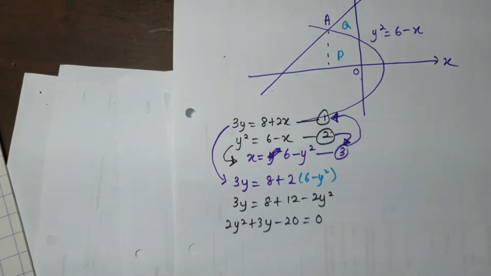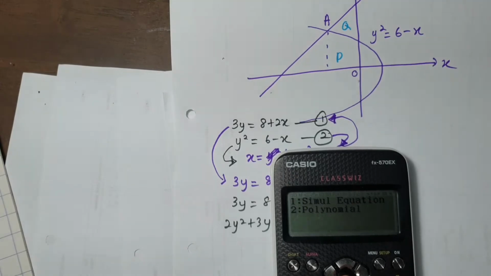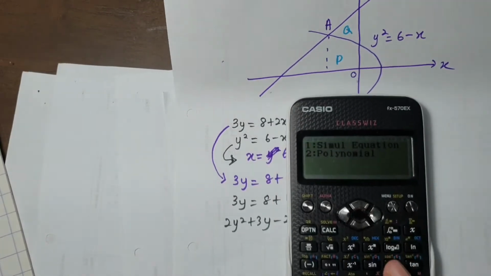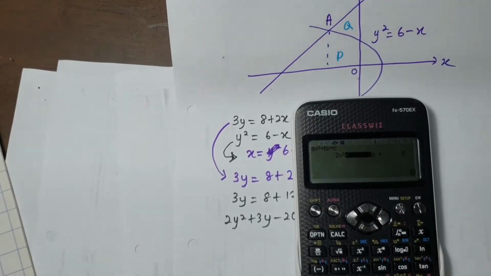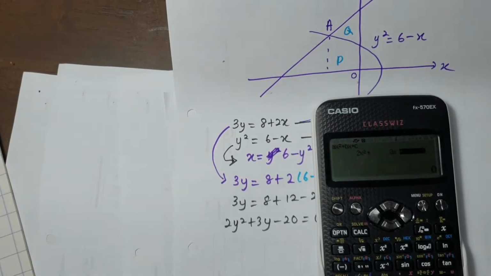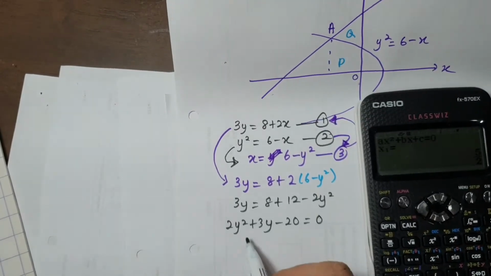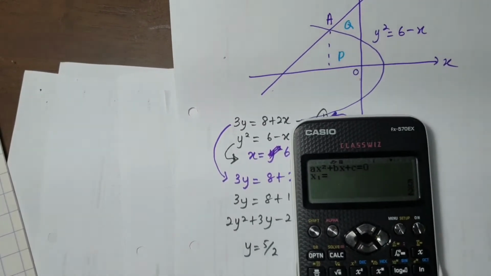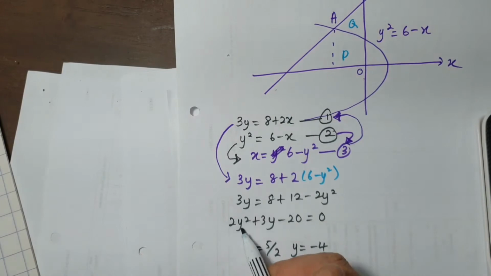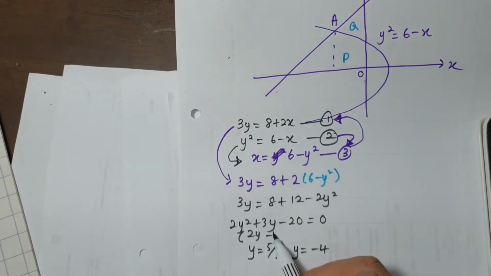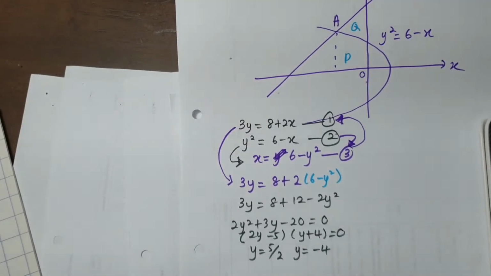Now you can use your calculator for the equation. So here you have polynomial. Press polynomial, degree 2. A is 2, equal sign. B is 3, equal sign. C is negative 20, equal sign. So you have 5 over 2, and one more, negative 4. So your brackets are 2y, positive becomes negative, negative becomes positive, y plus 4. So this is the y coordinate.